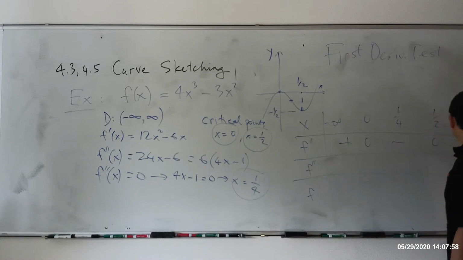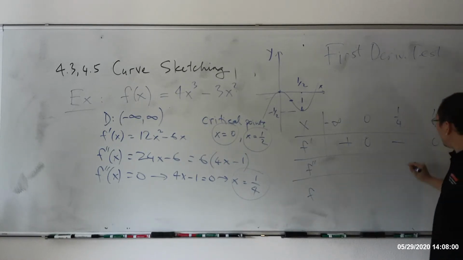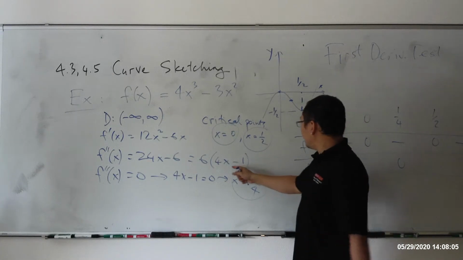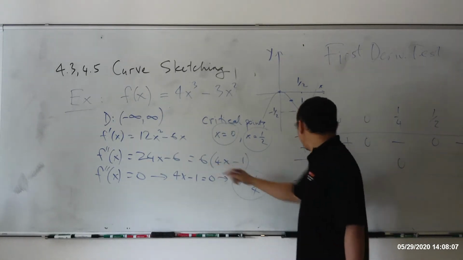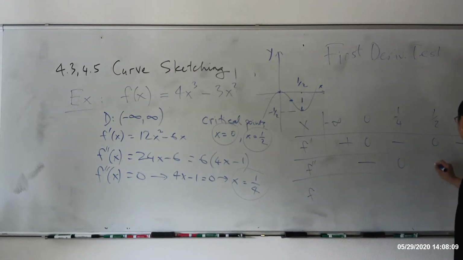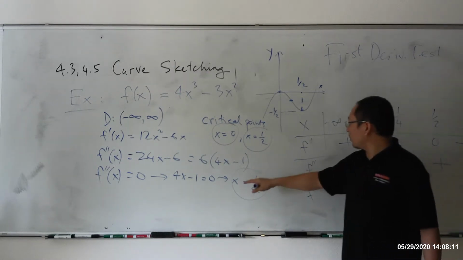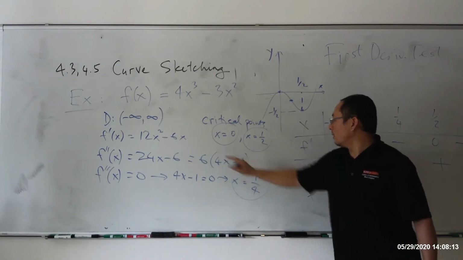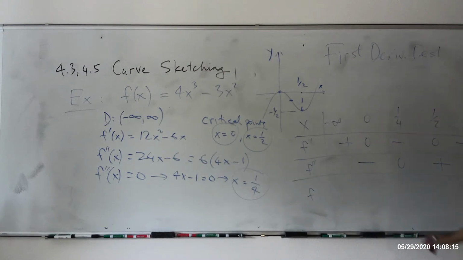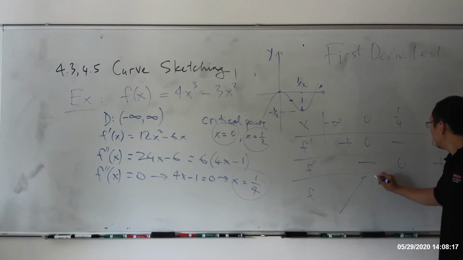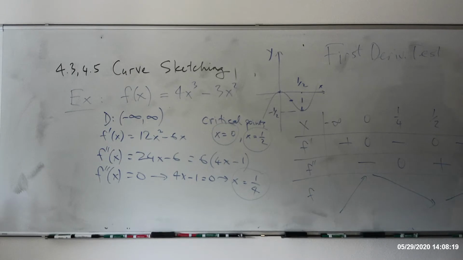Positive, negative, and positive. For f double prime, it's going to be 0 right here. Try x less than 1/4, so x equals 0. This is negative, and the other side is going to be positive. X bigger than 1/4, so x is 1, it's going to be positive. Okay? So of course the graph is going to be like this. Go down right here, go up right here. Okay? And this point right here.